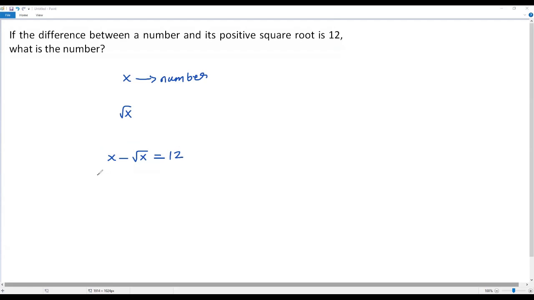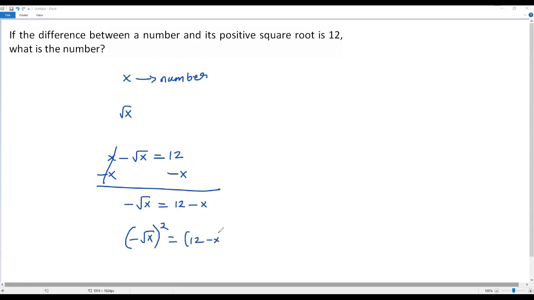For that, let me subtract x from both sides. So then positive x and negative x will cancel out. Then I'm getting negative square root of x equals 12 minus x. Now let me square both sides of this equation to get rid of the square root. Then I'm getting negative square root of x, the whole squared, equals 12 minus x, the whole squared.